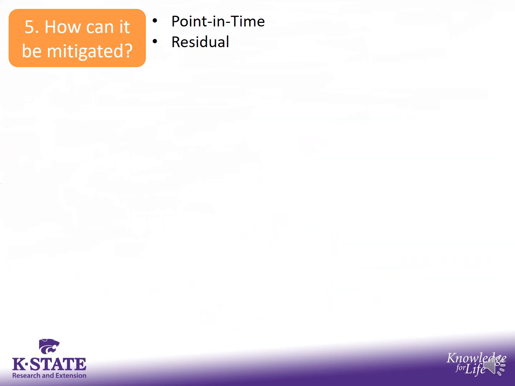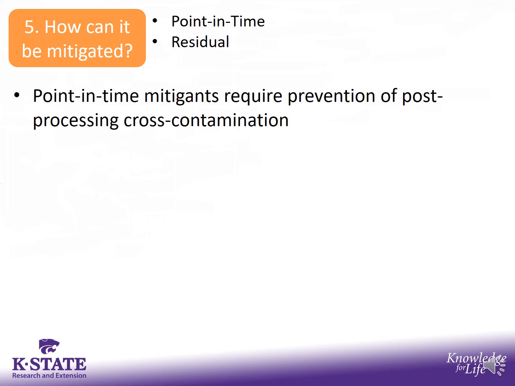So in summary, one of the things that we need to think about is that point-in-time mitigants, like irradiation, quarantine time, as well as thermal processing, require the prevention of post-processing cross-contamination. The protection occurs at one specific point. And so it's important for us to protect those products from subsequent cross-contamination, which is hard to do, as we've demonstrated, because as soon as we introduce virus to an environment, it tends to go everywhere.